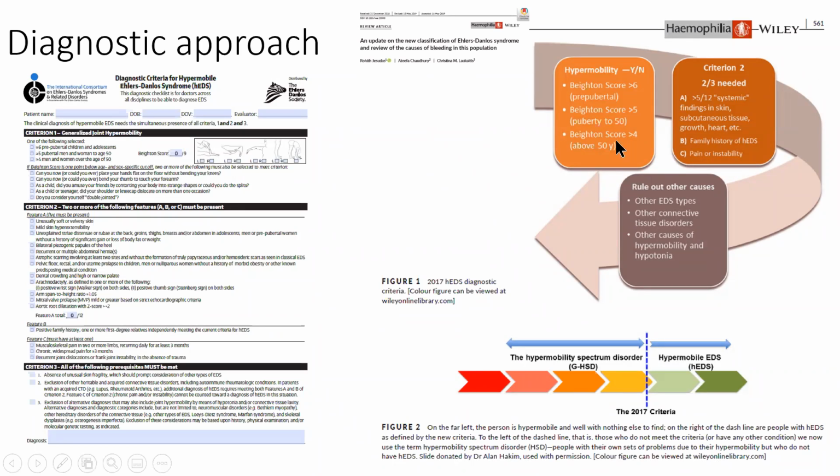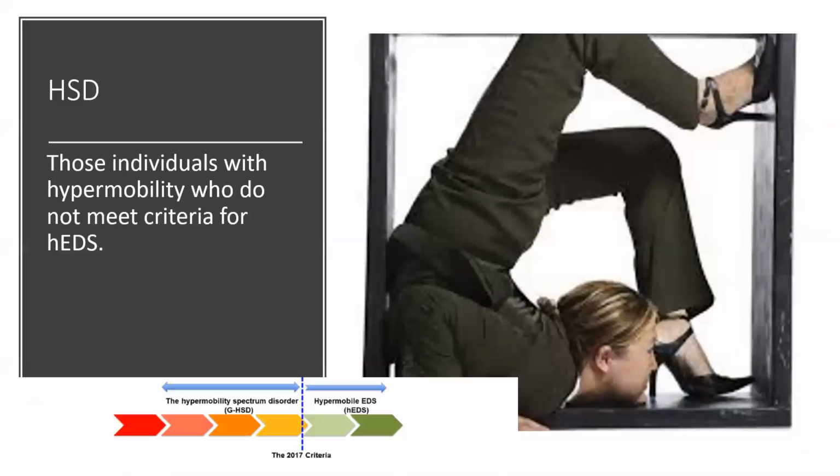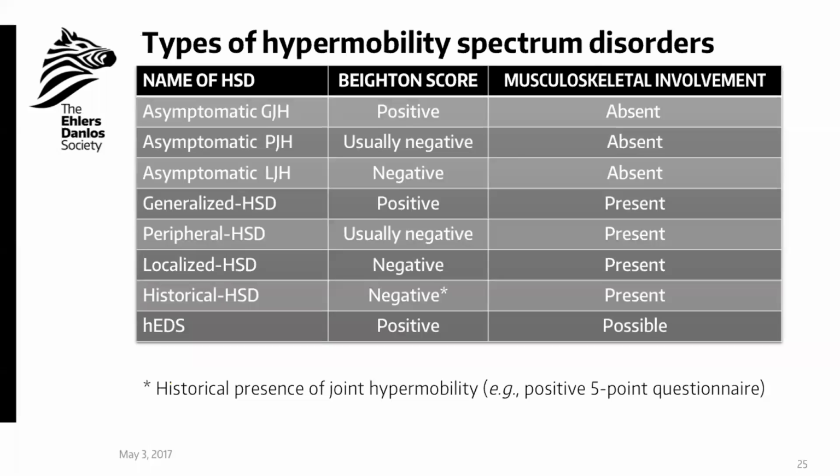So first of all, in the first block, you have to check for hypermobility. Secondly, the patient needs to meet other criteria and exclude things. And if this is all met, one can diagnose hypermobile Ehlers-Danlos. However, in those patients with hypermobility who do not meet the criteria for hypermobile Ehlers-Danlos, one can diagnose the hypermobility spectrum disorder, which is what my patient had. Then you can also give further subtypes to this, which is a little bit pedantic. And I think the reason for this is that, as I mentioned in another patient, if there is a historical presence of joint hypermobility, a positive 5-point questionnaire, then one can also assign them with historical hypermobile spectrum disorder.